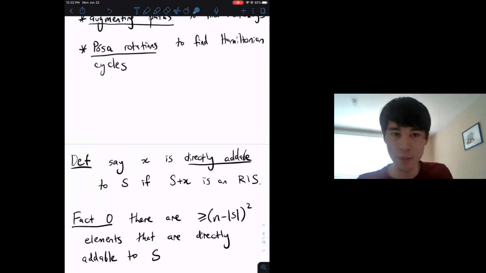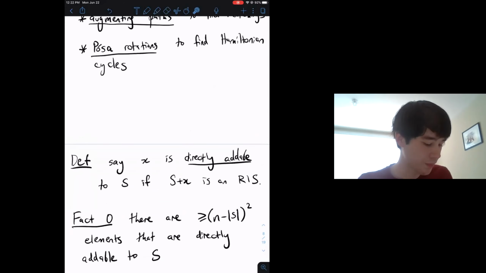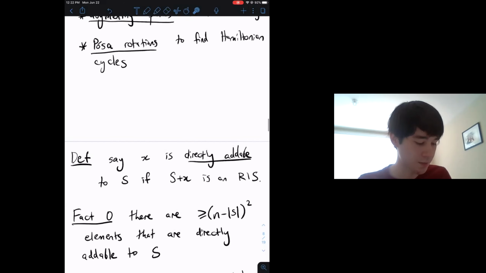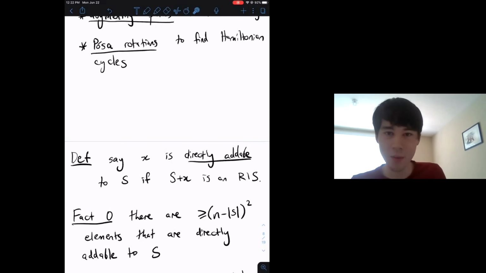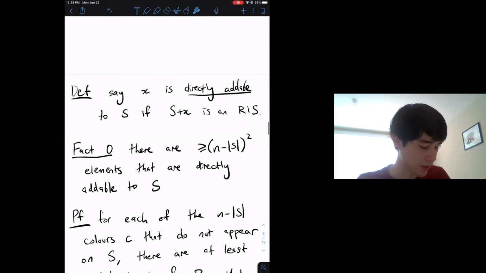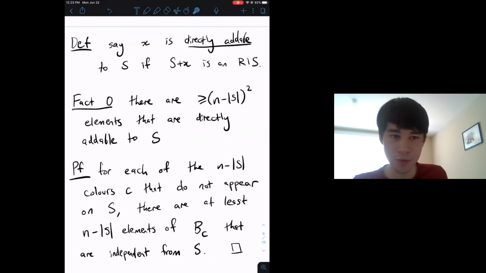So the simplest thing we can do is directly add something. As a warm-up, let's prove this fact, which I'll call fact 0: there are many ways to directly add something if you have a rainbow independent set which is not very large. So for any rainbow independent set S, there are at least n minus the size of S many elements that are directly addable to it. This is a super trivial fact, which maybe I don't even need to give a proof for, but here is one.